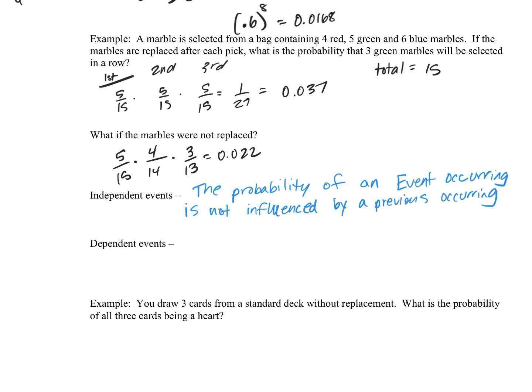So, for example, for that first problem, each time I pick a green marble, I would call those independent, because the probability of the second marble being green doesn't change even if the first marble was or wasn't green. Is everybody with me? Okay.